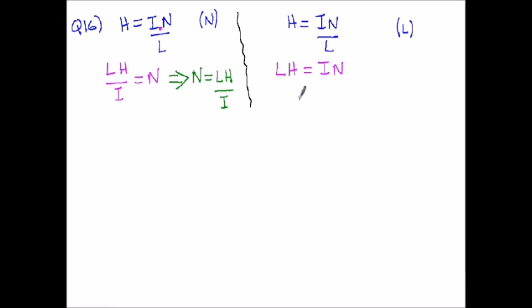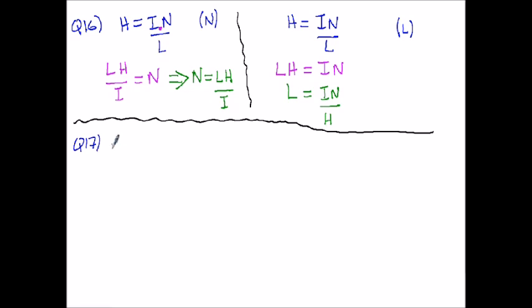And finally, to find L as the subject, I now will divide both sides by h. At the moment the h is multiplying the L, so the inverse operation is to divide. So dividing both sides, in this case by h, I end up with I n divided by the h. And that's in the right format. I've got my subject on the left hand side of the equation.